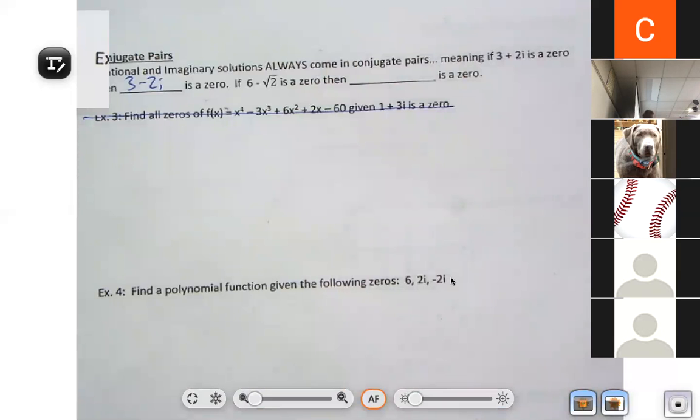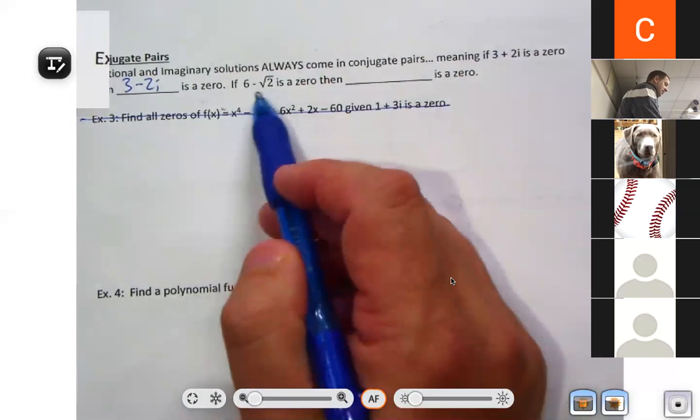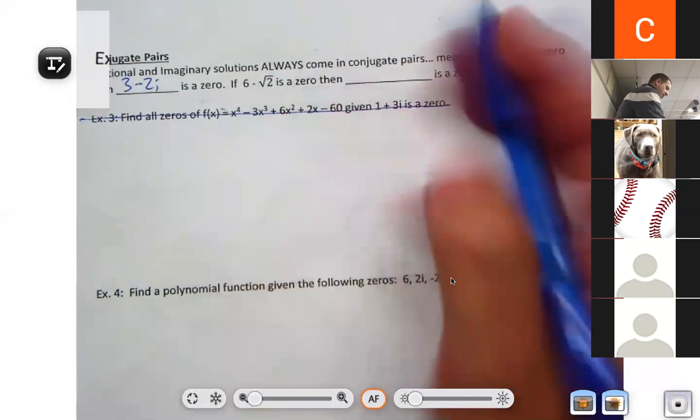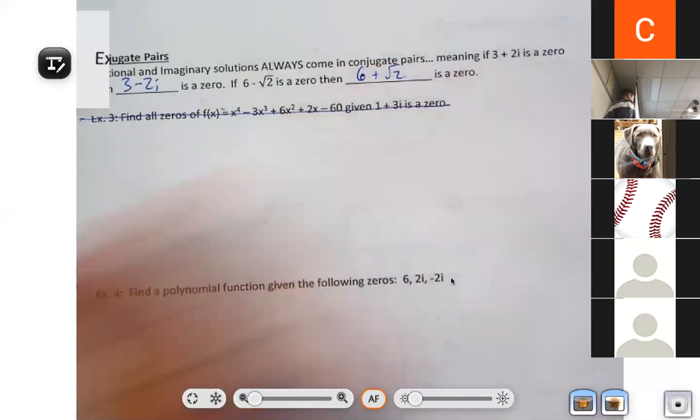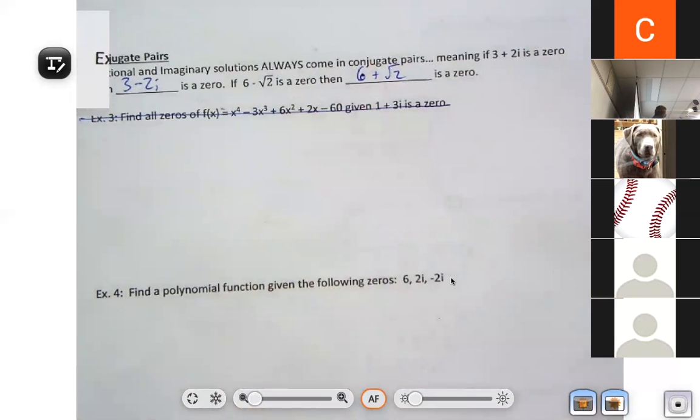Same thing goes with the irrational answers. If you know 6 minus the square root of 2 is an answer, then 100% 6 plus square root of 2 also has to be an answer. I do have students that will know that, and then they get tricked, not tricked, but they'll actually think, well, that means if 5 is an answer, then -5 is an answer. And that's not true. This is only for imaginary and irrational numbers.